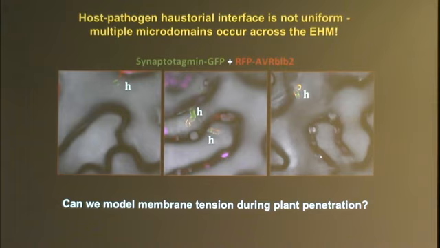So now I'll stop here because the rest is completely biological, and I don't think it will mean a lot to you, but I want to switch to the rice blast fungus where we actually did some modeling.